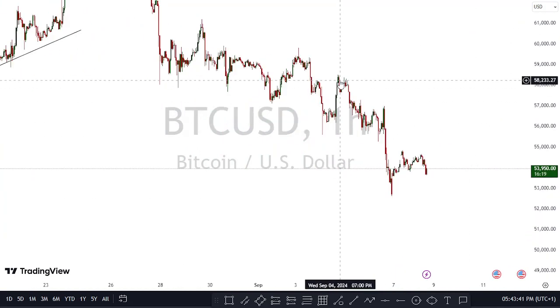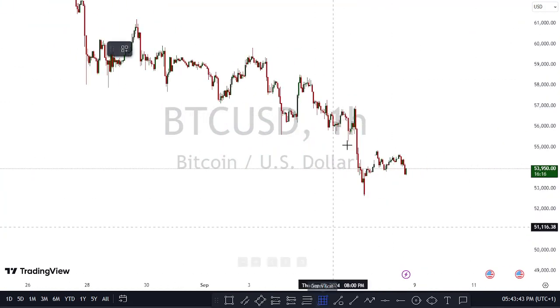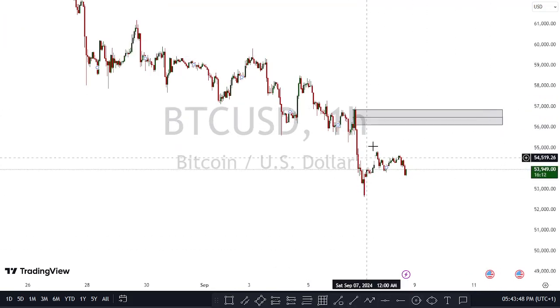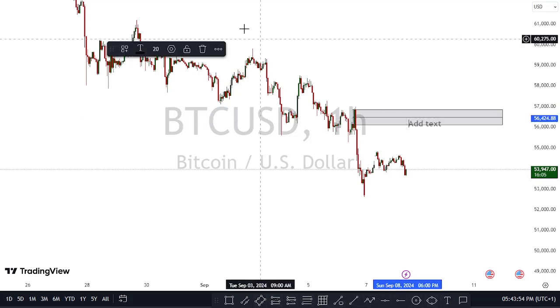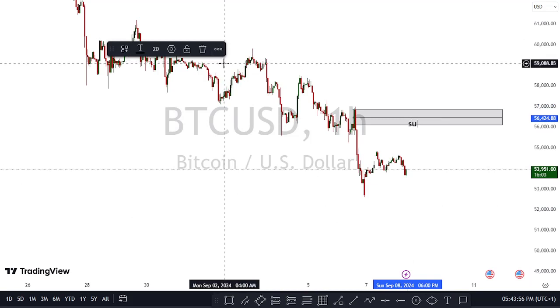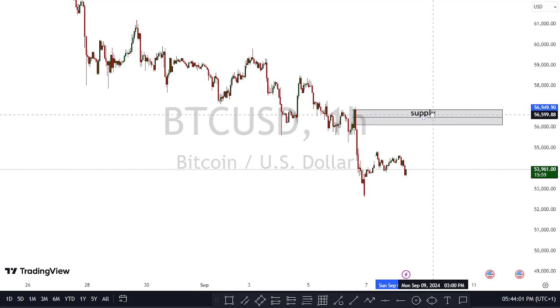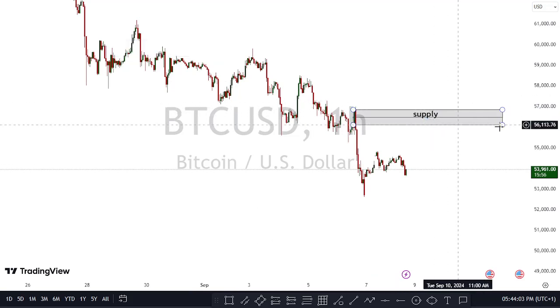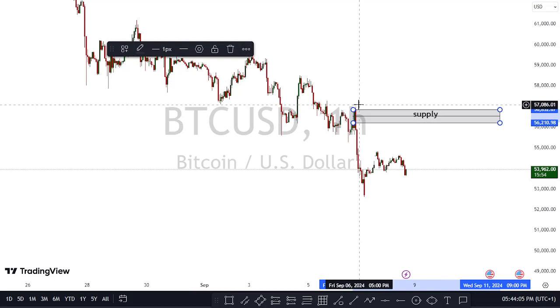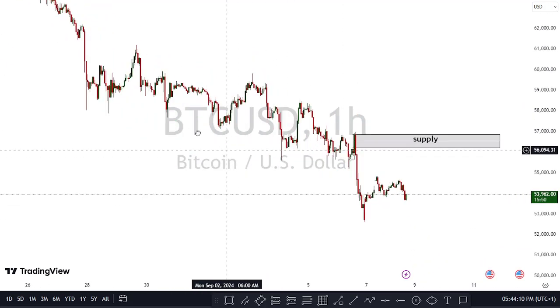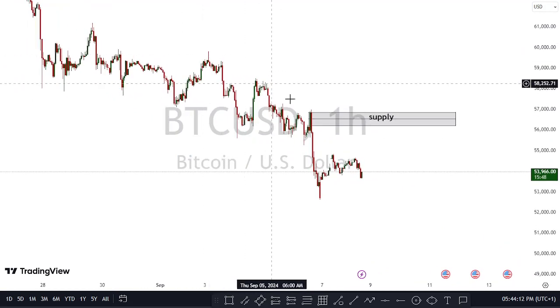So right now, you see this area here. I'll call this area an area of supply. If market can get there, I'll be looking to short the market. And again, this is supply. Why? One, you can see large candles emerging from there, and then it goes with the trend.